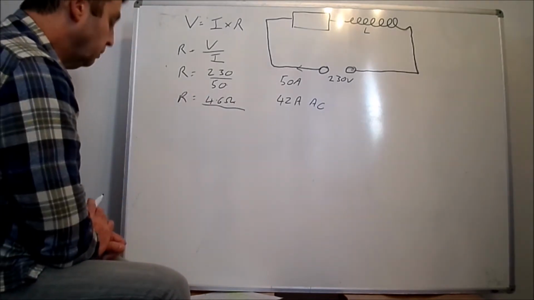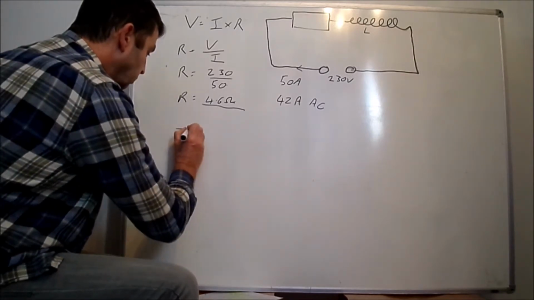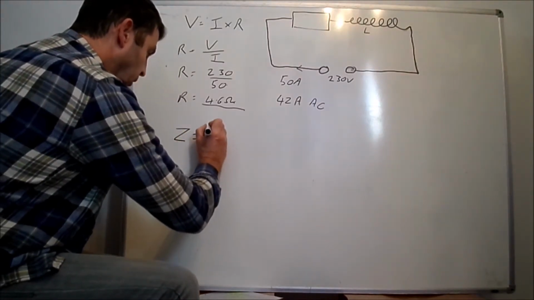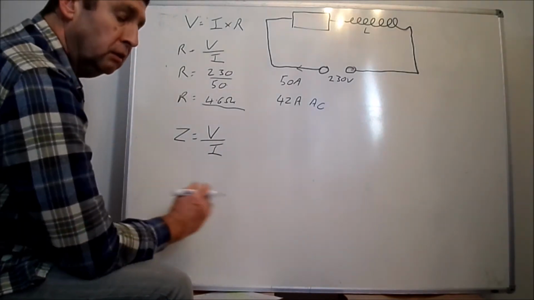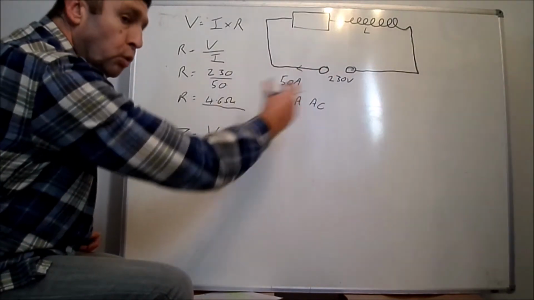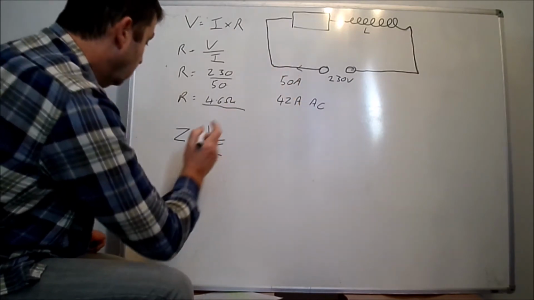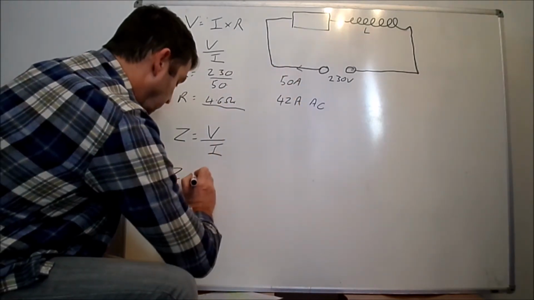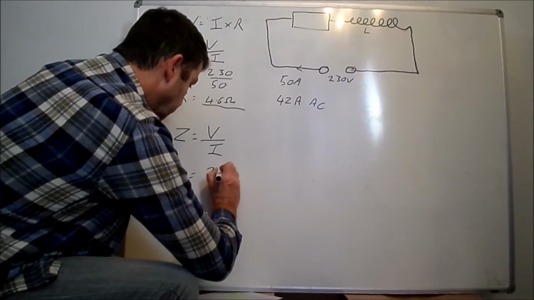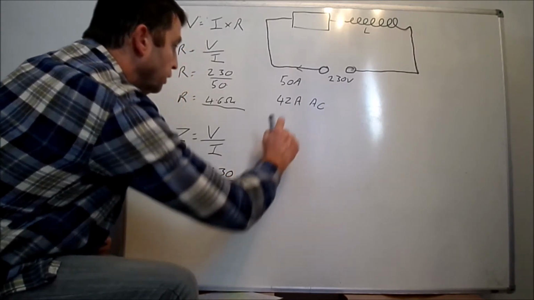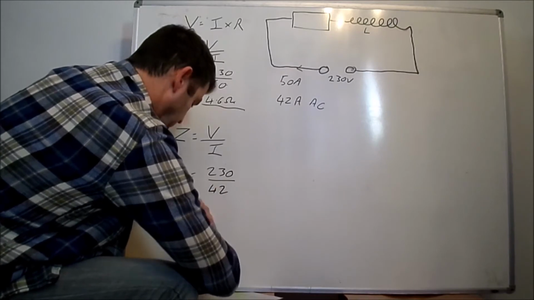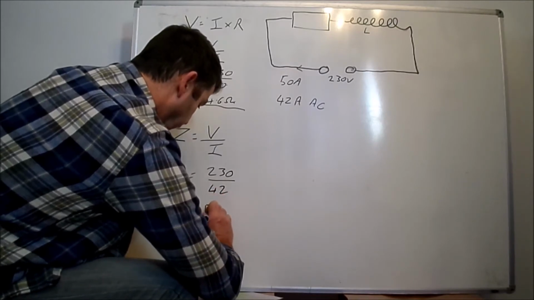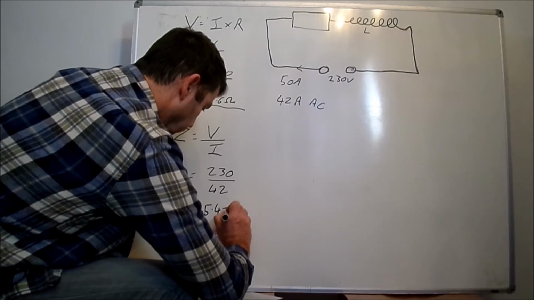So if we start off with the impedance, then Z will equal V over I, because now Z is the impedance, and that's acting as though that's the whole of the circuit resistance, if you will. So we can say Z, the impedance, is going to be 230 over the current in AC conditions, which is 42. So that will give me a Z value of 5.47 ohms.